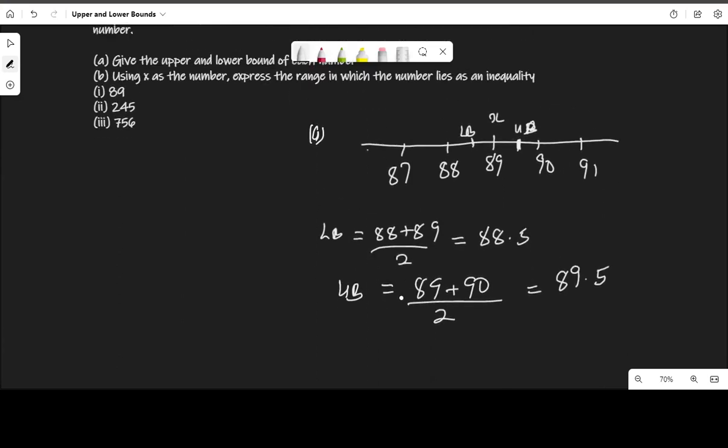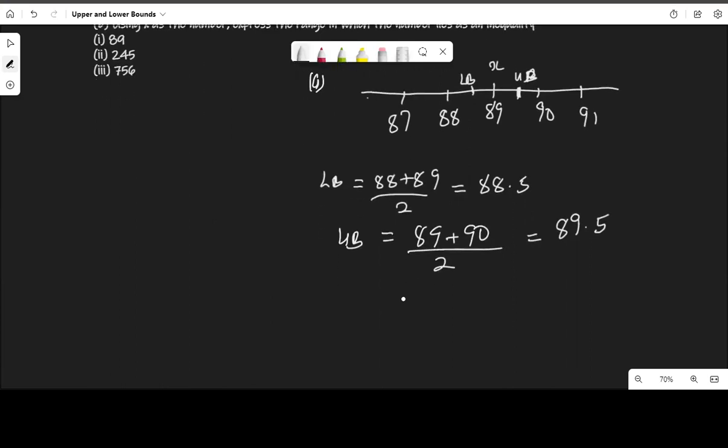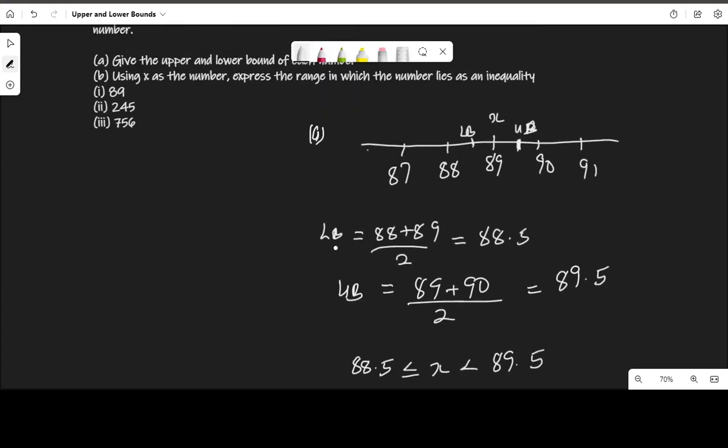Then the B part of the question says, using x as the number, express the range in which the number lies as an inequality. So the lower bound is 88.5, so 88.5 is less than or equal to x, while x is less than 89.5. This is the range using inequality. That is that for question I. I wrote A instead of I. Now let's do question II here.